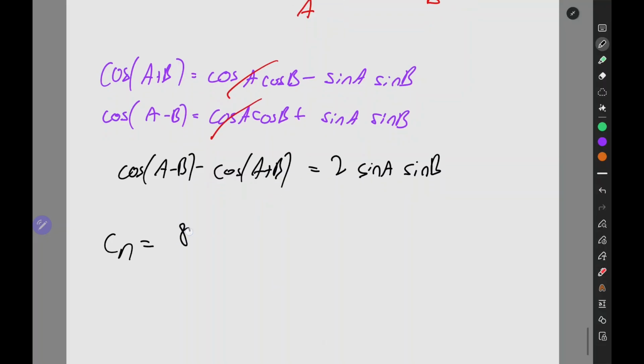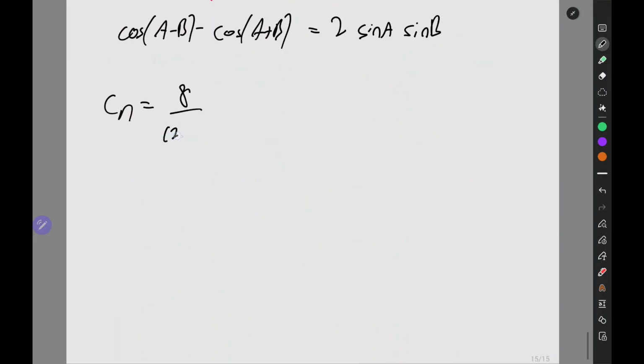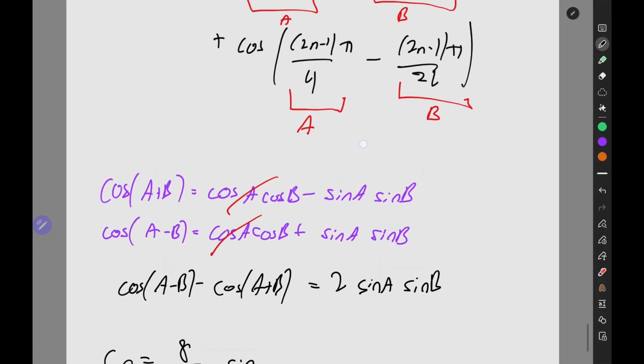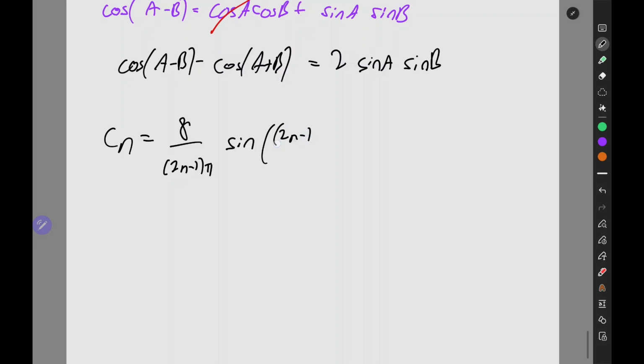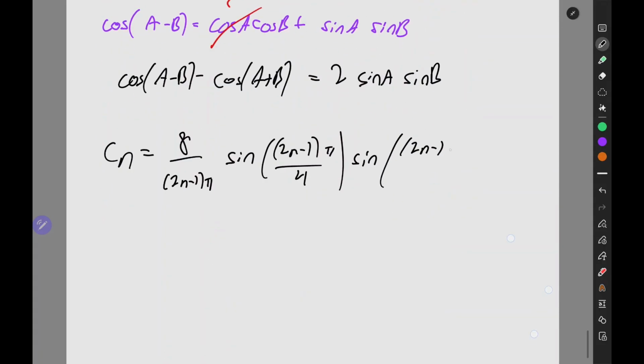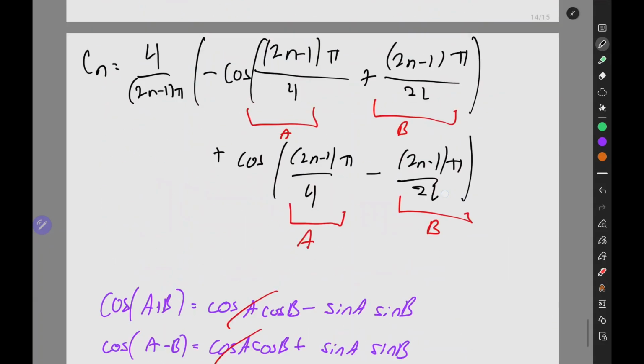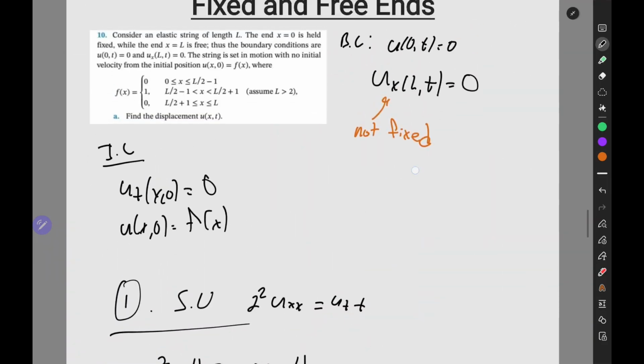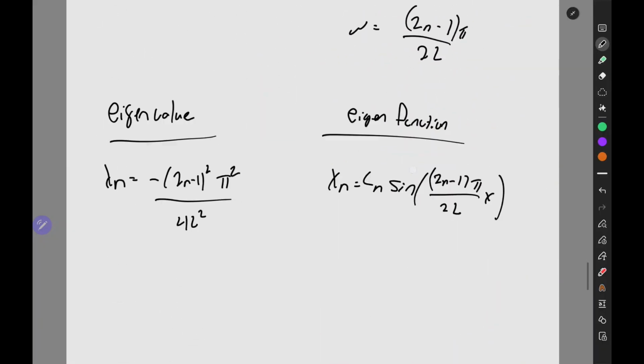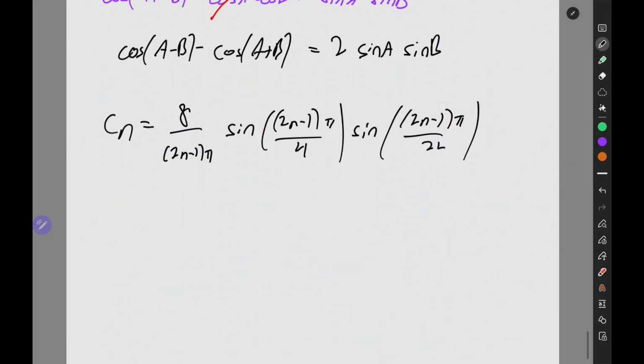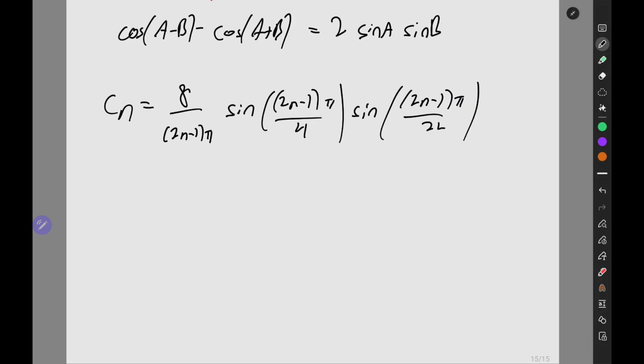multiplied by 2, 8 over 2n minus 1 pi, times sine of 2n minus 1 pi over 4, times sine 2n minus 1 pi over 2l. Did it give us a length for this problem? No, just L. Okay.